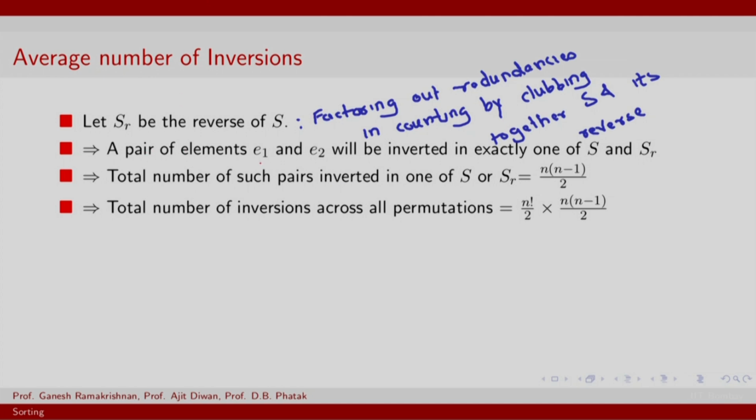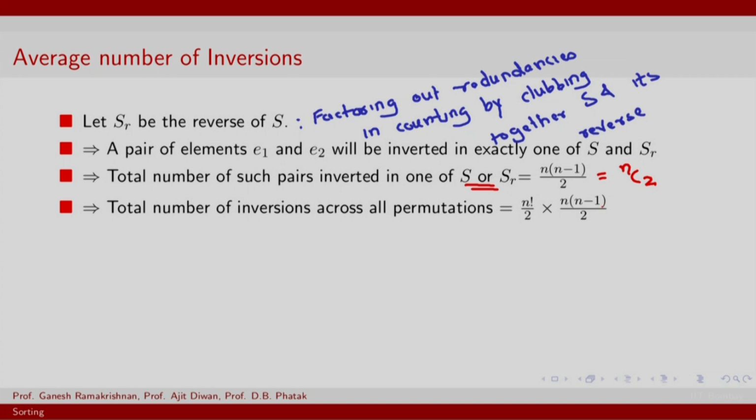A pair of elements E1 and E2 will be inverted in exactly one of S and SR. This is obvious. If E1 followed by E2 is the correct, desired order, it will reflect in S and the reverse will reflect in SR, or vice versa. So the total number of such pairs inverted in either one of S or SR, and that is the advantage of clubbing, is n into n minus 1 by 2. Basically this is n choose 2, because there are n choose 2 such pairs. So they have to be inverted in one of them.